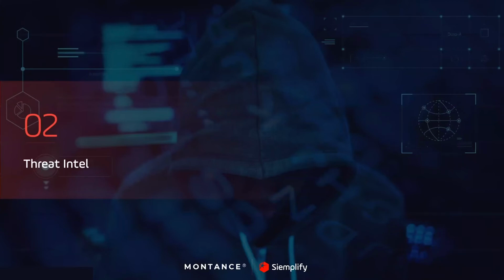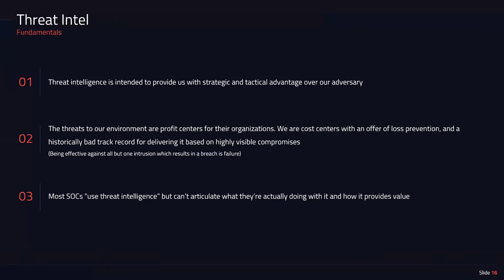So let's talk a little bit about threat intelligence. Threat intelligence is intended to provide us with strategic and tactical advantage over our adversaries.